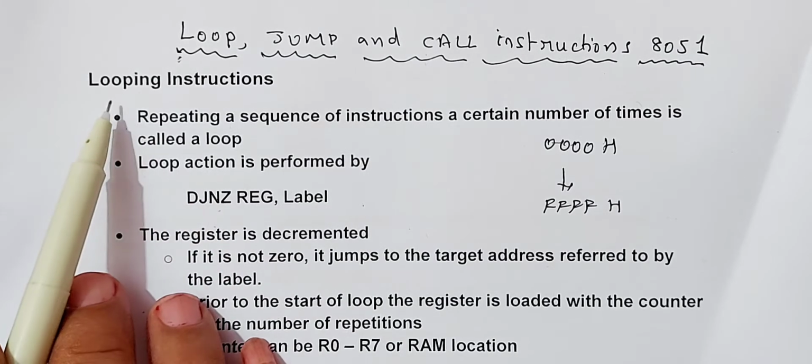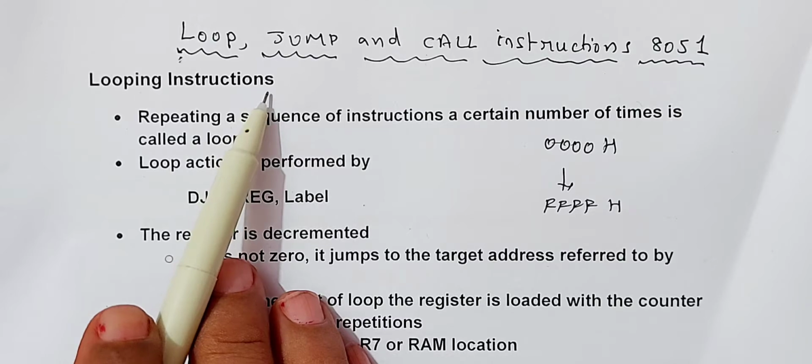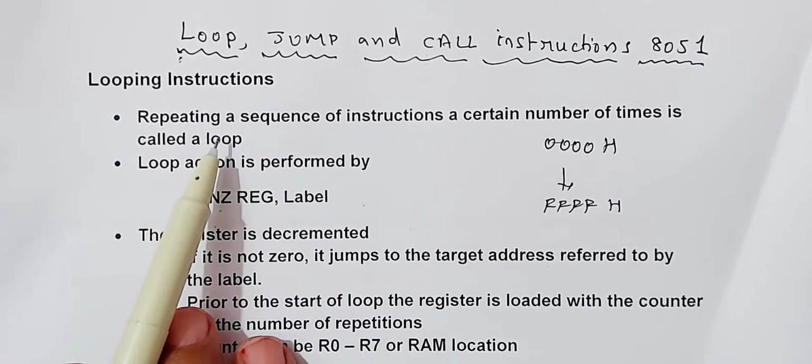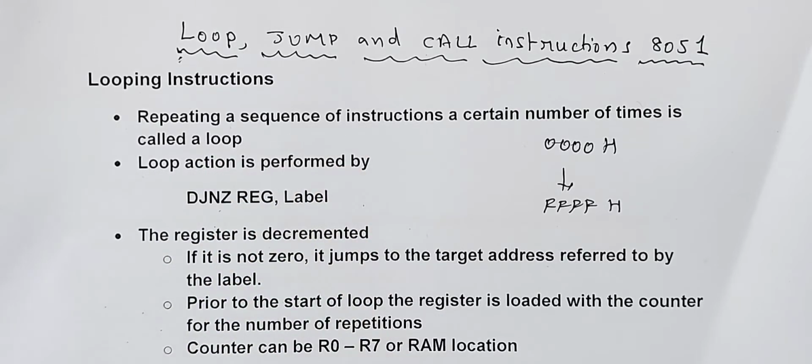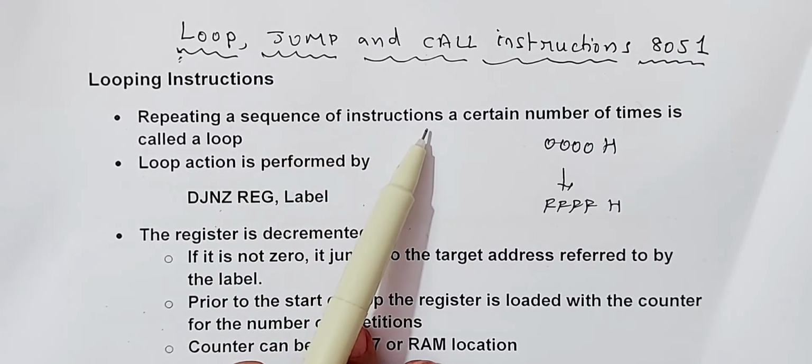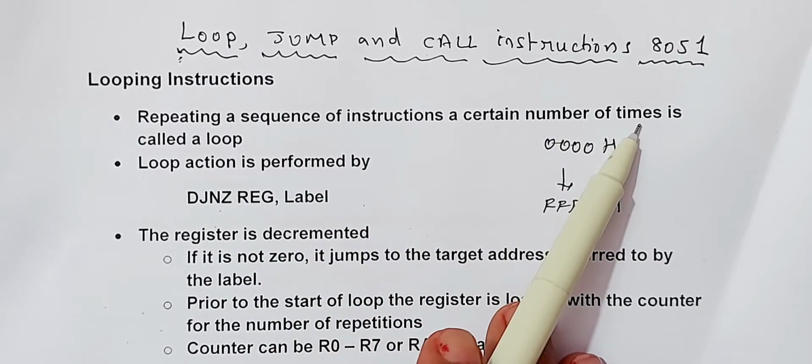First, what is meant by looping instructions? What is actually a loop? Loop is nothing but repeating a sequence of certain instructions a certain number of times. So while writing the program, you have certain instructions. If you want the same instructions to repeat a number of times, you use looping instructions. Therefore, a looping instruction is repeating a sequence of instructions a certain number of times.